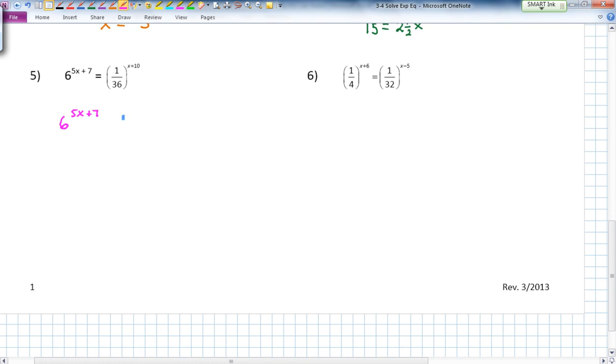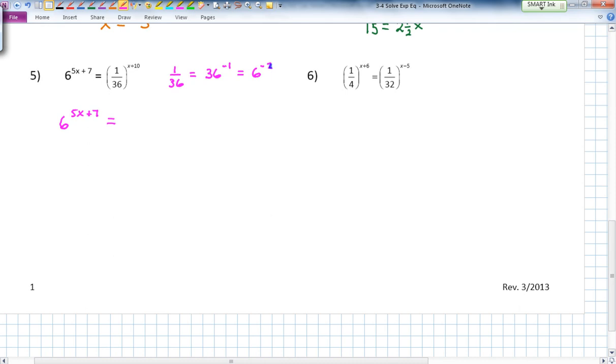On the right side, I can actually make the right side a base of 6. So again, what I want you to do is ignore that exponent of x plus 10. I want you to think about the 1/36. 1/36 is equivalent to 36 to the negative first power if we flip it over and change the exponent. Or you could also say that 36 to the first power is equal to 6 to the negative second power.